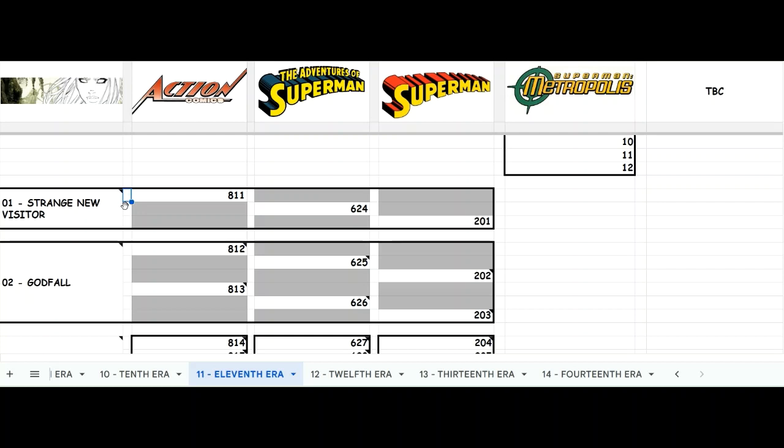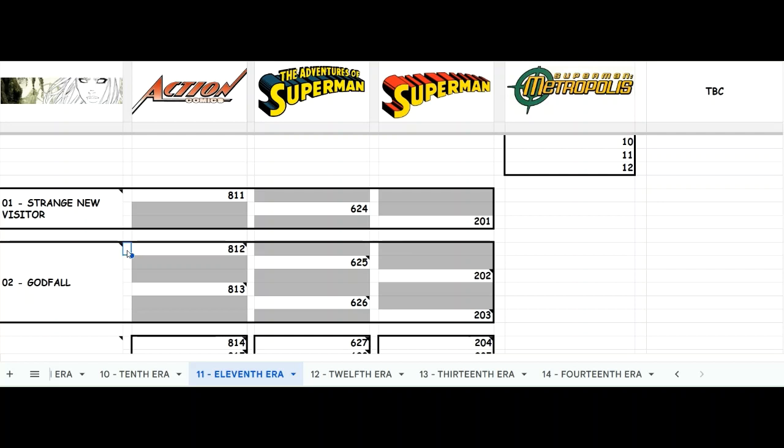Okay, with that out of the way, let's have a look at the arc Godfall. Now, Godfall is the following issues. There's Action Comics 812, Adventures of Superman 625, Superman 202, then Action Comics 813, Adventures of Superman 626, and then Superman 203. Each one of these has a different backup story, and again, you'll see there's note text clarifying exactly what that backup story is. I'll go through them one at a time.